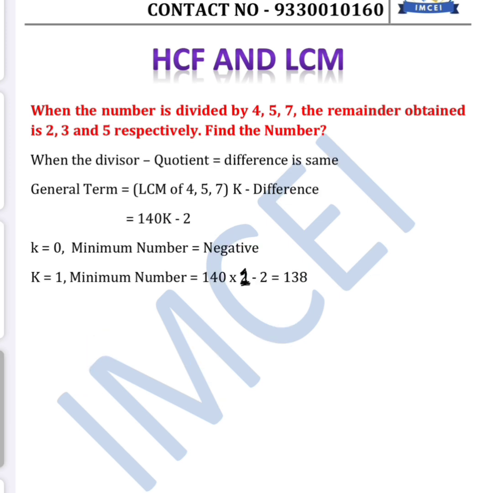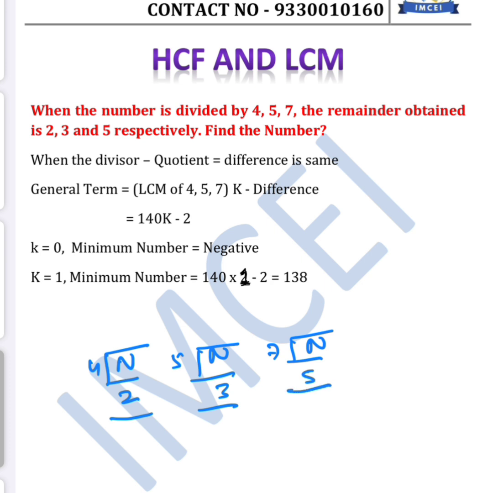The next question is, when the number is divided by 4, we get the remainder 2. When the number is divided by 5, we get the remainder 3. When the number is divided by 7, we get the remainder 5. In all these cases, the difference between the divisor and the remainder, divisor minus remainder, is always the same, which is coming 2. Here also 5 minus 3 is 2 and 7 minus 5 is 2. In all the cases, divisor minus remainder is the same.